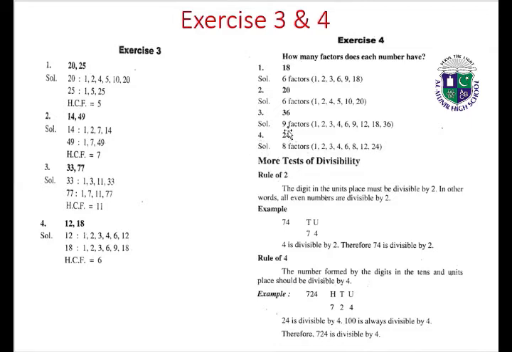Question 4. 24 has 8 factors. 1 times 24 is 24, 2 twelves are 24, 3 eights are 24, 4 sixes are 24, 6 fours are 24, and so the factors are 1, 2, 3, 4, 6, 8, 12, 24. Total 8 factors.